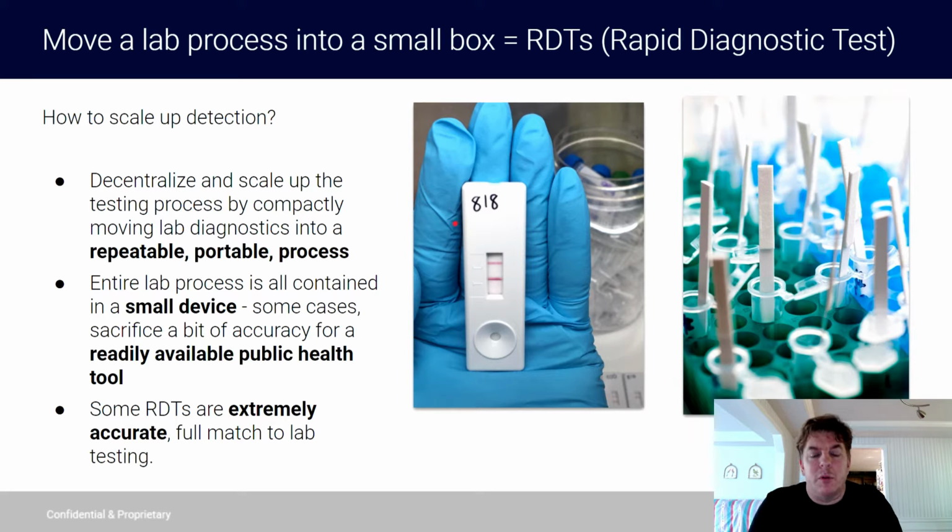So this is an example of a prototype COVID test in development. But what you have is the entire lab process becomes all contained into a small device. In some cases, you sacrifice a small bit of accuracy, but it does give you massive ability to scale. Other thing to point out is RDTs are consistently improving, and some of them are very much an exact match or extreme match for the accuracy of lab testing as well.